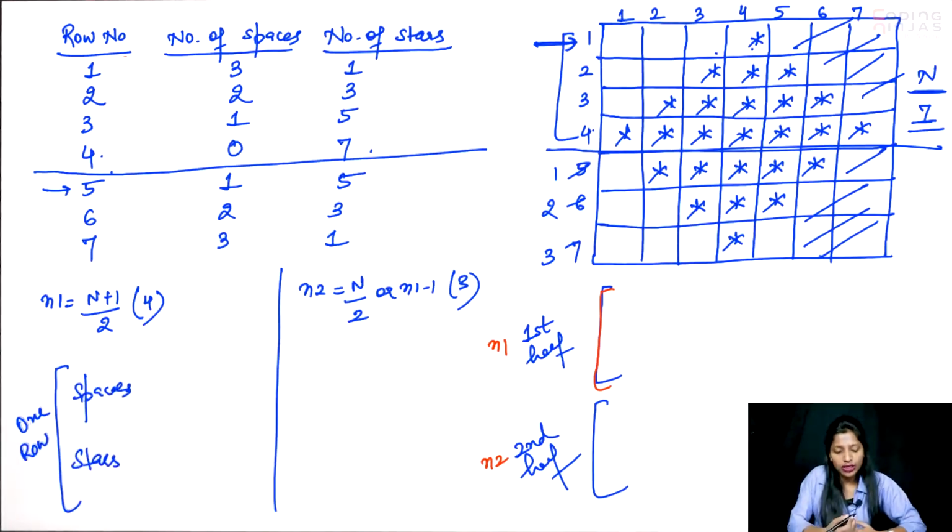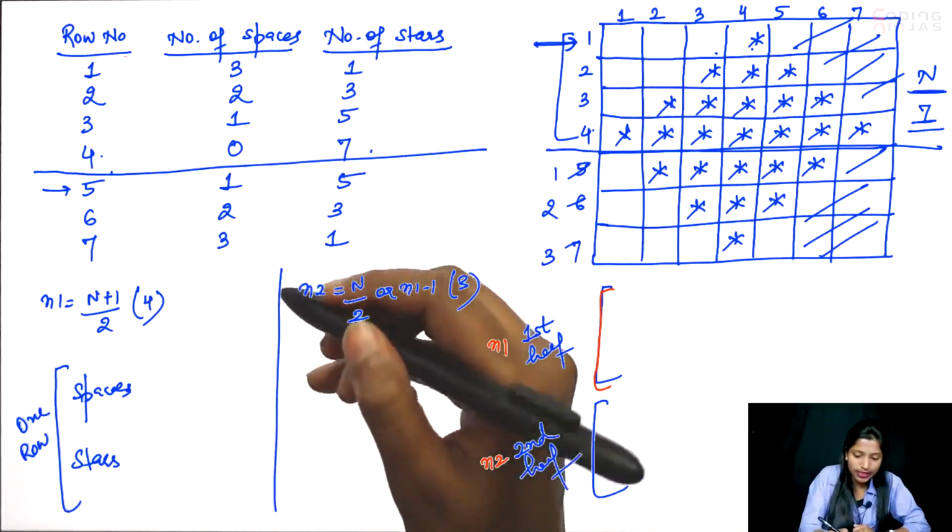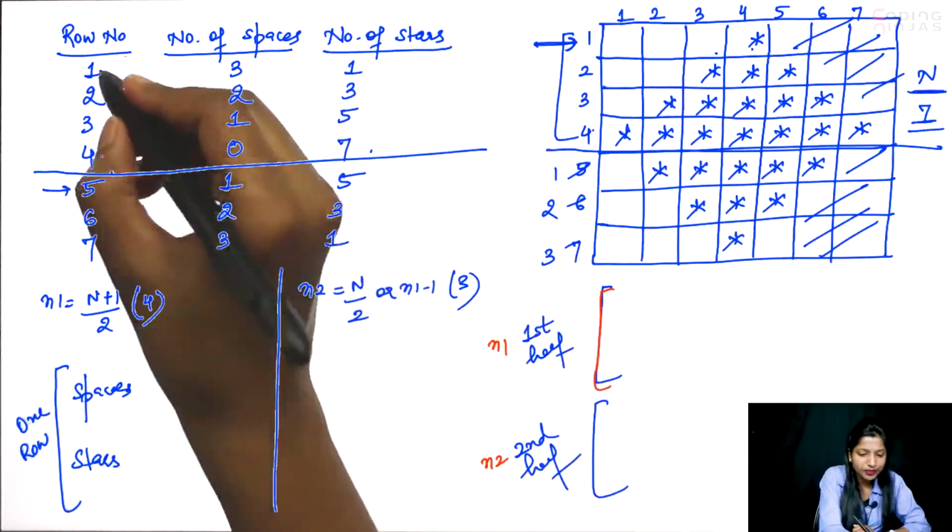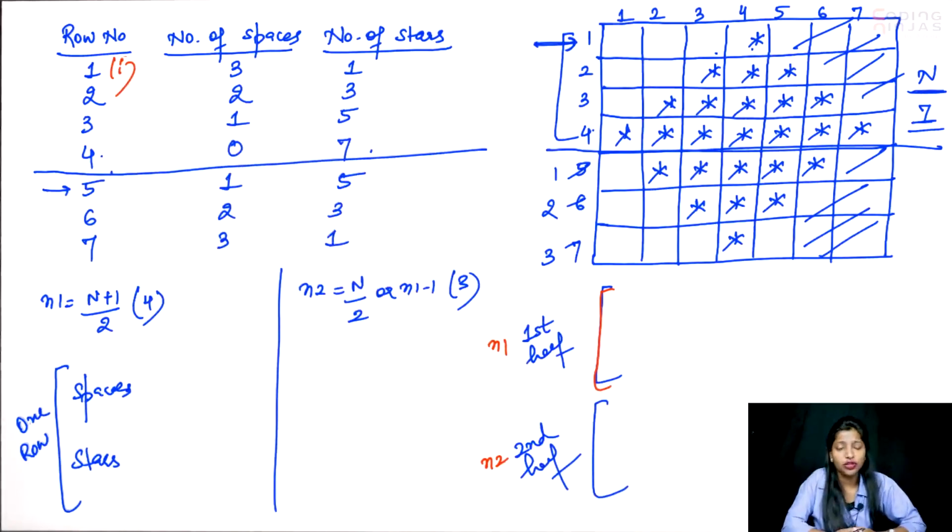Okay, now we need to come up with a general expression so that we know for the ith row how many spaces I should print and how many stars I should print. Let's try. So if I say that my row number is i, how many spaces should we print?